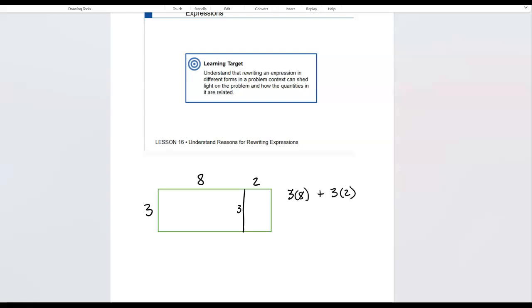The second way we could do this is just say, 3 times the sum of 8 plus 2, because the area of a rectangle is its length times its width. If I wanted to find the width, the entire width would still be 10 because I would add those two together, and I would still get 30.